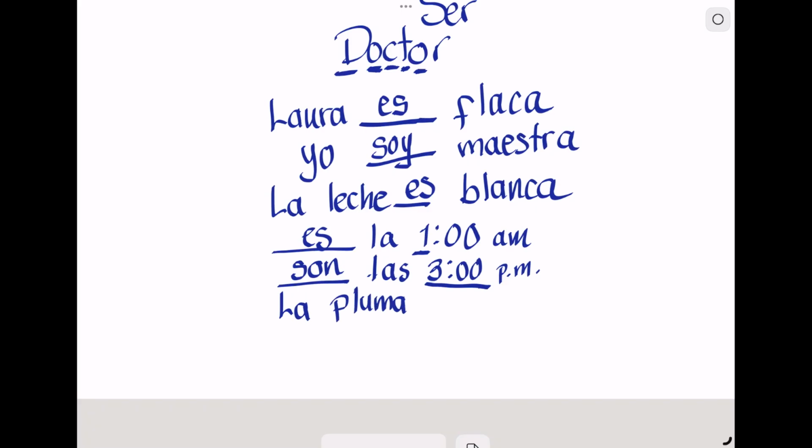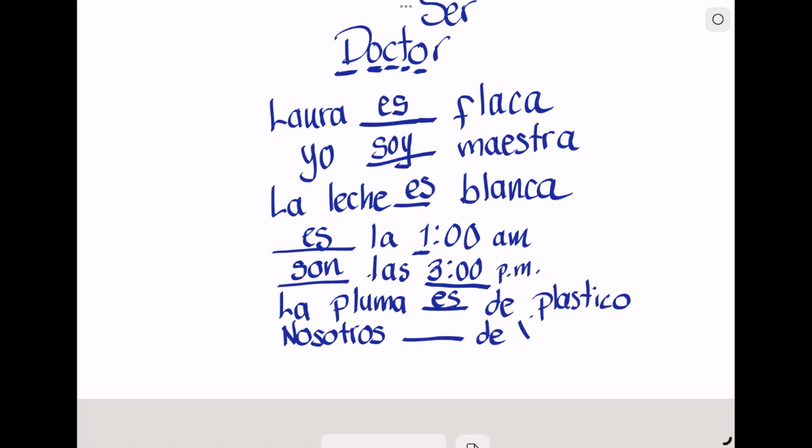So la pluma, the pen, es de plástico, is from plastic or made of plastic. Origin, so S. And last one is R. Nosotros blank de Venezuela. We are from Venezuela. So it will be somos. Very good. Excellent. So now you know exactly how to use the verb ser.